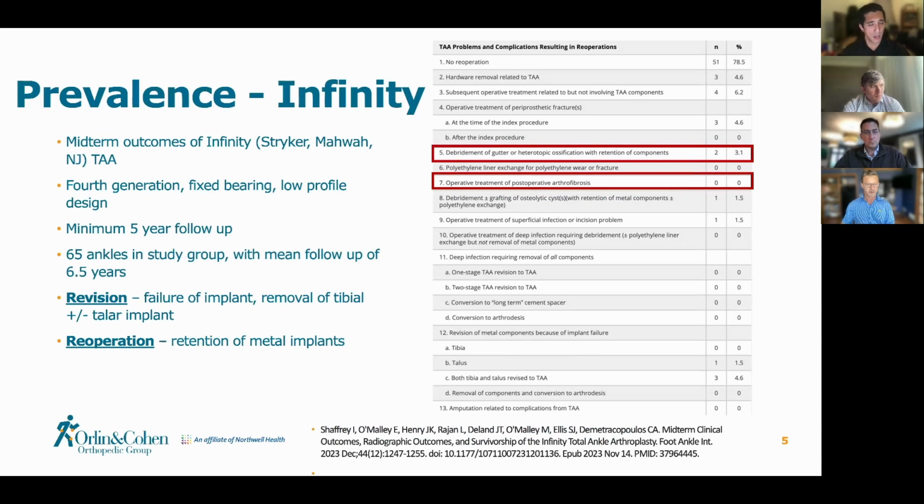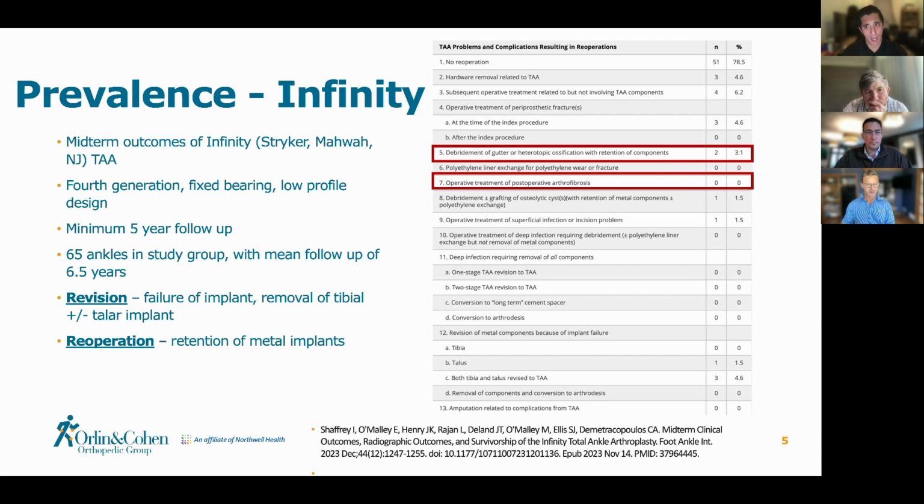There have been studies done recently, not looking specifically at impingement, but looking at outcomes. And as part of those studies, they looked at the incidence of impingement. So recently, a group out of HSS looked at the midterm outcomes of the Infinity implant, which is a 4th-generation fixed-bearing, low-profile design. These patients had a minimum of 5-year follow-up, and there were 65 ankles in this group. The mean follow-up was 6.5 years.